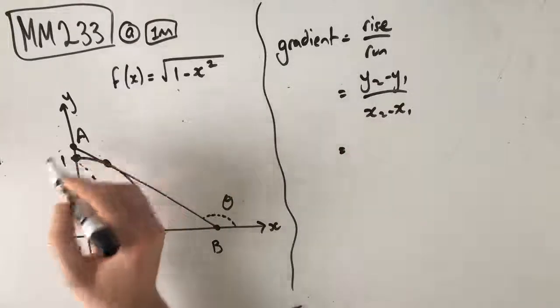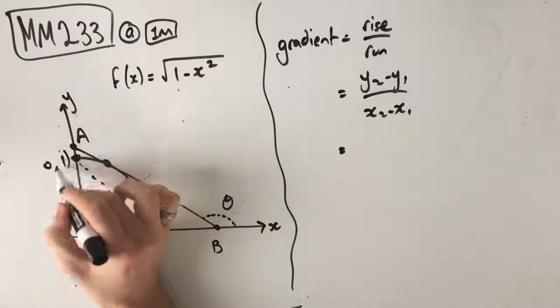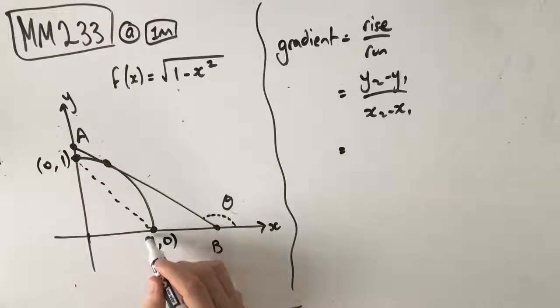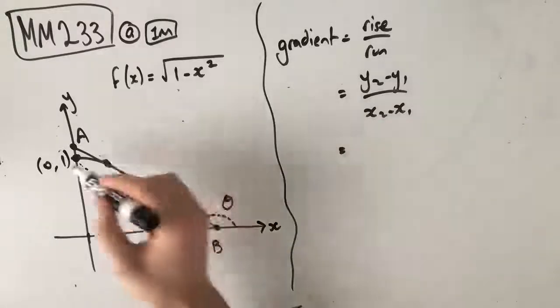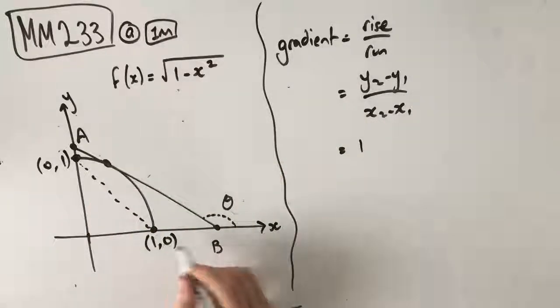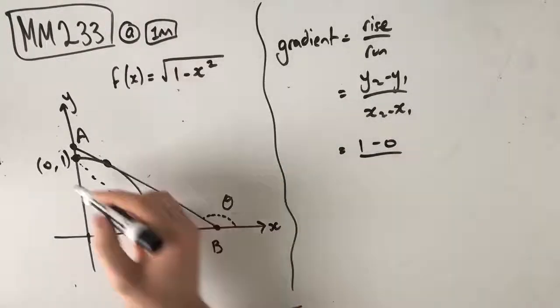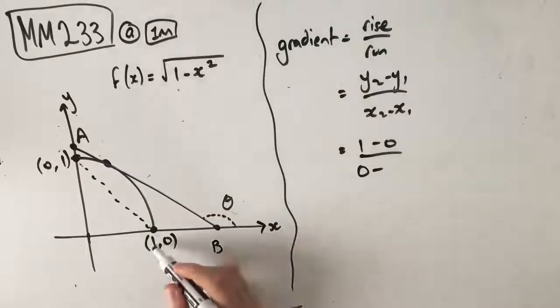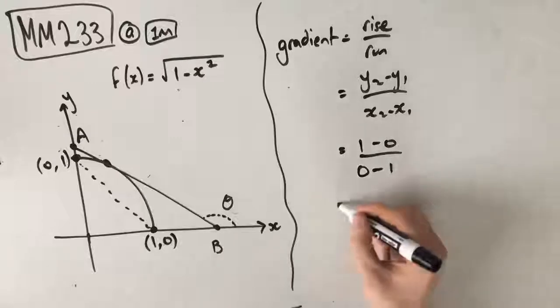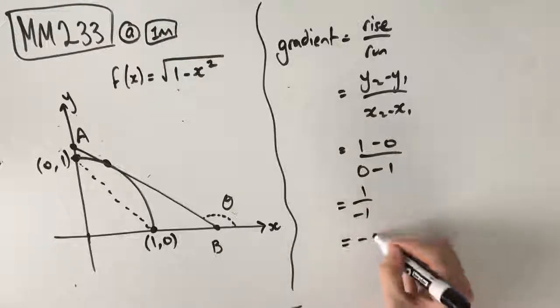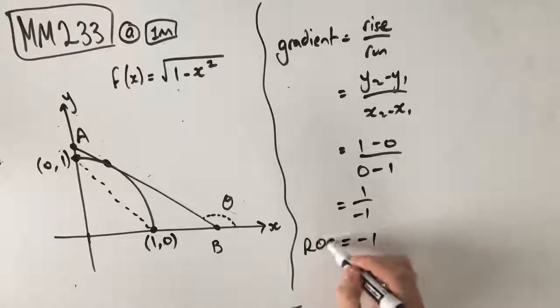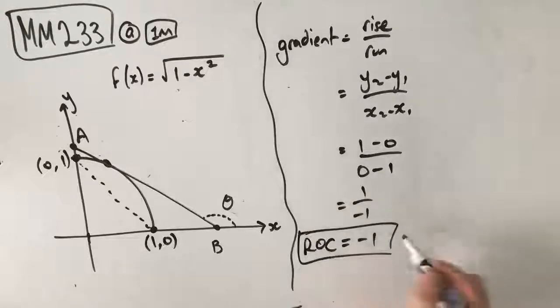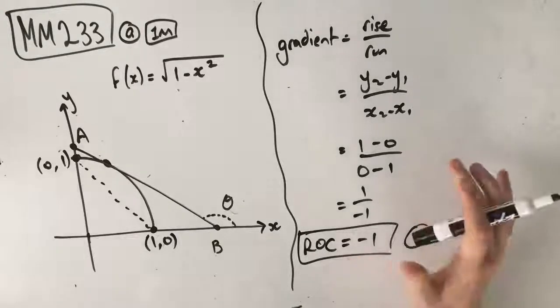So, y2, this point here is 0, 1, this point is 1, 0. Which means that our first y value is 1, second y value is 0, first x value is 0, second x value is 1. Which means we get 1 over negative 1, which is negative 1. So therefore, our rate of change is equal to negative 1. That's our first and final mark in that question.